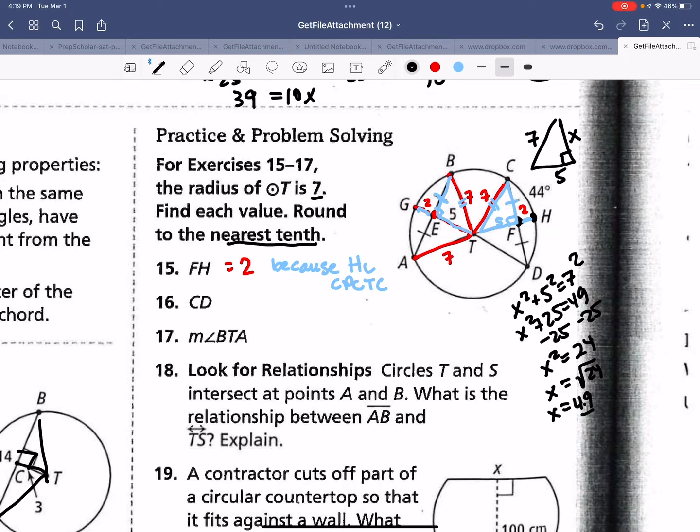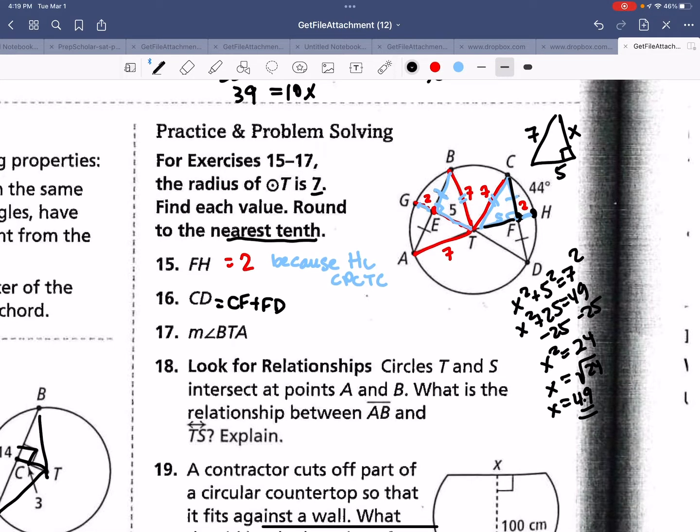And that makes sense. If this is 5, this looks like a number a little smaller than 5. So we've solved for not CD, though, CF. So CD is equal to CF plus FD, and both of them are 4.9. So I'm going to double that, and I get 9.8.